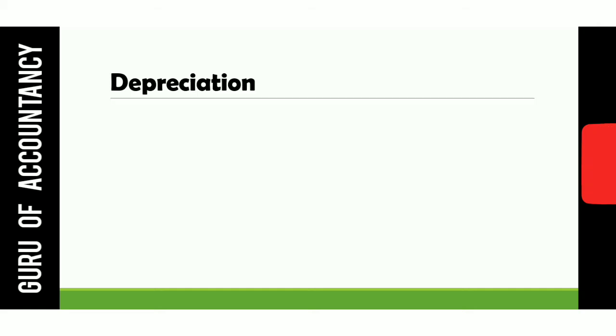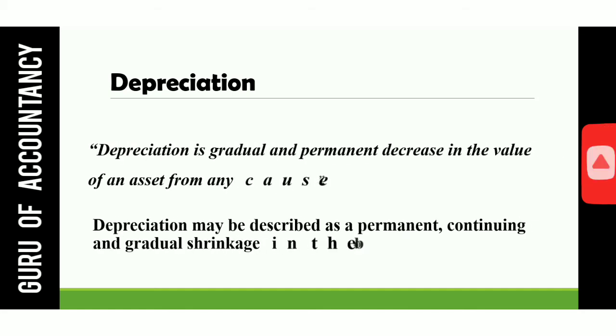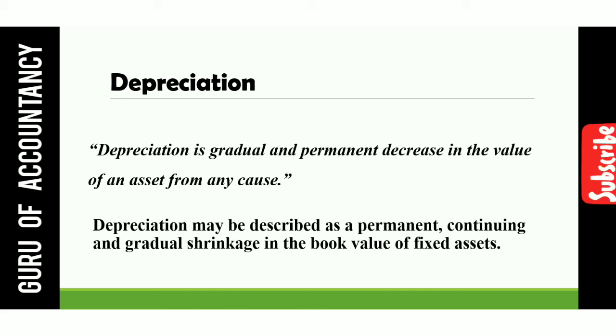Today we will learn depreciation, its accounting entries and how to solve the exercise on depreciation. So first of all, let us understand what is depreciation. Depreciation is gradual and permanent decrease in the value of fixed assets from any cause. So, when the value of fixed assets decreases because of any reason, then it is called depreciation.